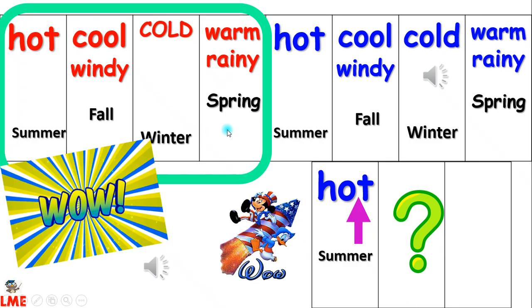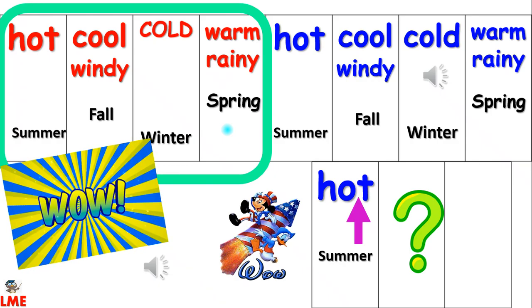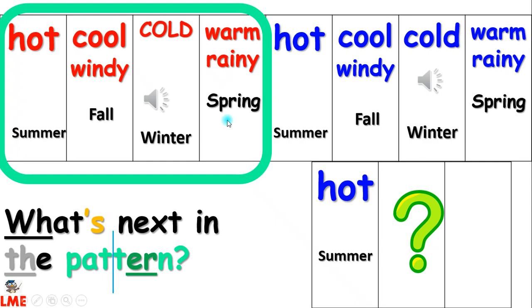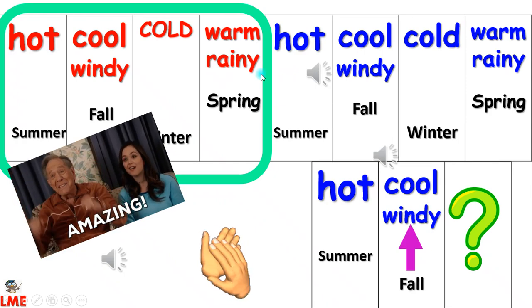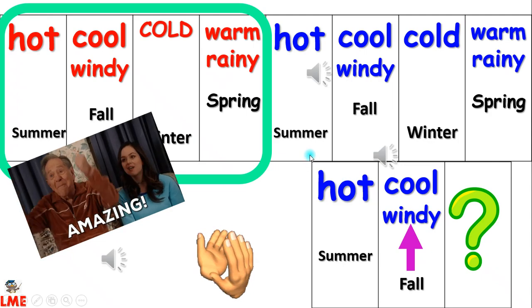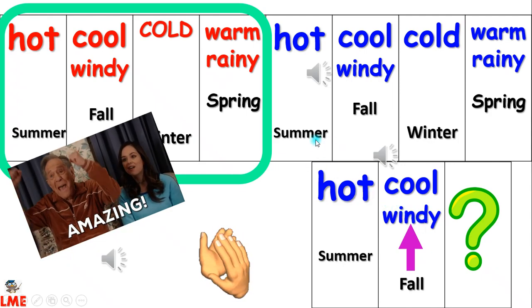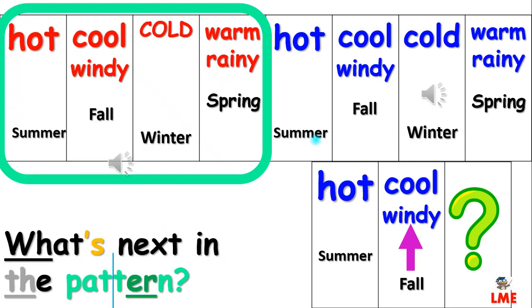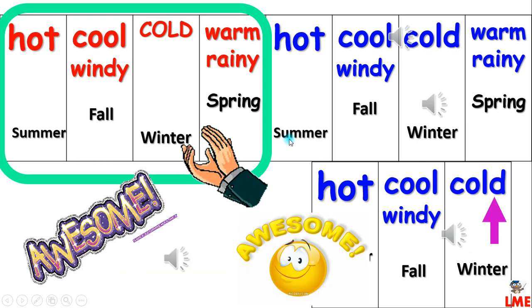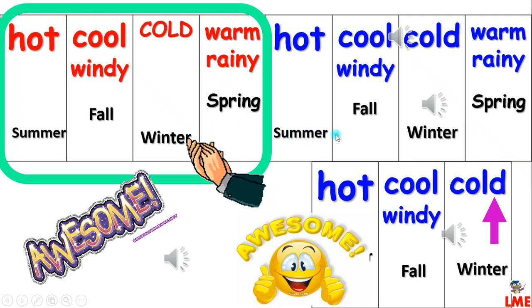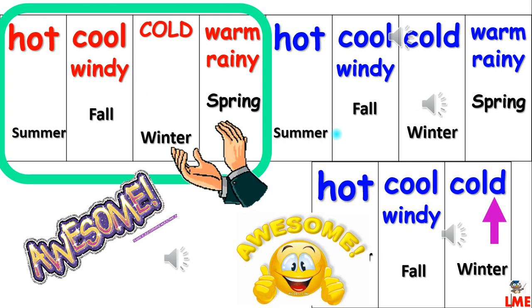Do you know what's next in the pattern? Wow! Very hot weather for the summer season comes next in the pattern. Can you figure out what's next in the pattern? Amazing! You are correct. Cool windy weather for the autumn season is the correct answer. Do you know what's next in the pattern? Awesome. Again, your answer is right. Very cold weather for the winter season comes next in the pattern.